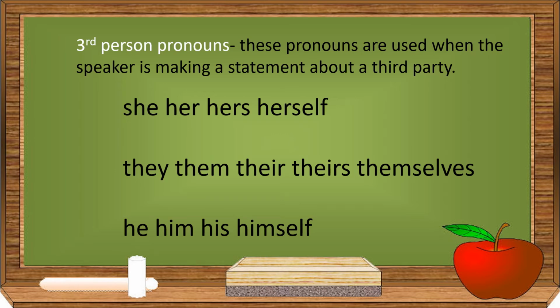Now, let's take a look at third person pronouns. These pronouns are used when the speaker is making a statement about a third party. She, her, hers, herself. They, them, their, theirs, themselves. And he, him, his, himself.